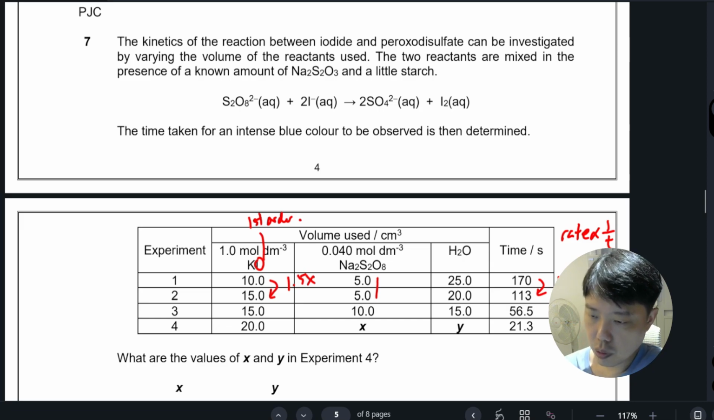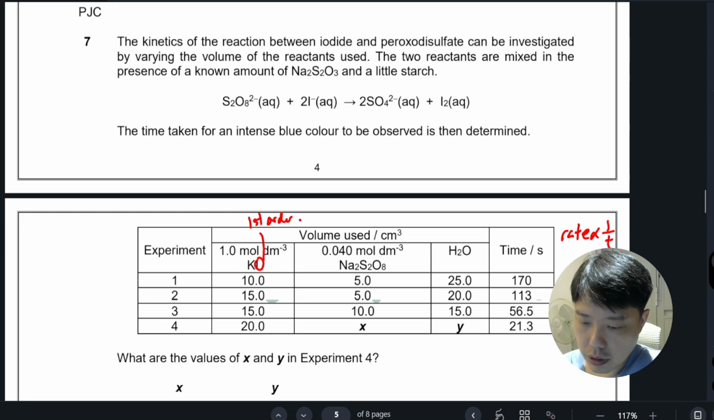Okay, so if we do another check, to find the order with respect to S2O8 2 minus, we can use experiment 2 and 3. I minus is kept constant. When the concentration of peroxydisulfate is doubled, what happens to the time taken? The time taken is half, so the rate is also doubled. Okay, so this is first order as well.